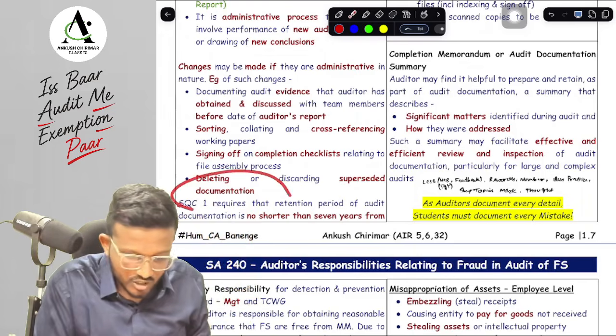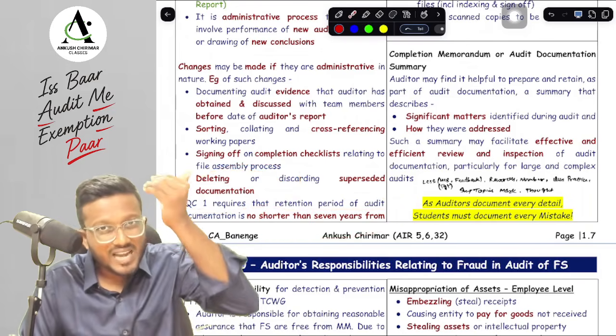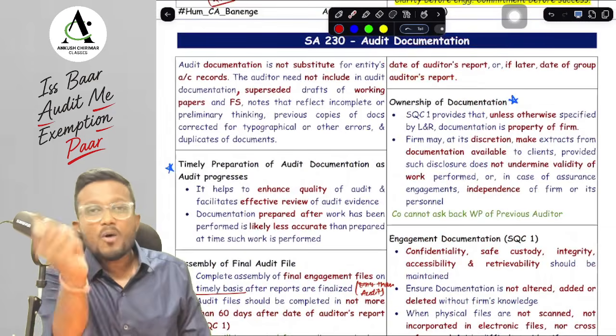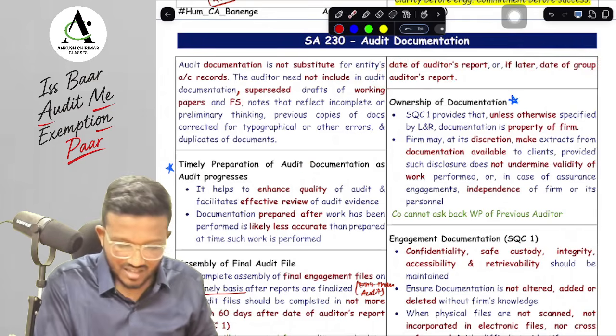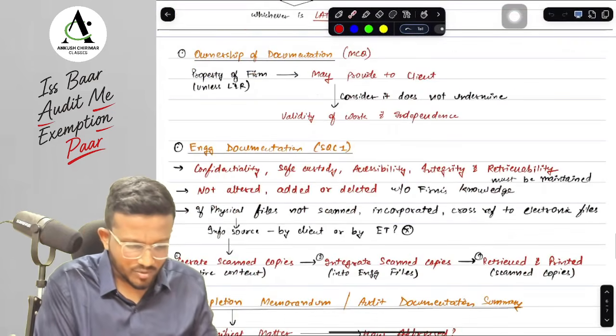Okay, yes sir. Now SQC1 says that the retention period of audit documentation should not be less than 7 years, which means it should be at least 7 years from the date of the auditor's report, or if your group auditor's report date is later, then from the date of the group auditor's report. Okay, yes sir. Now let's talk about ownership of documentation, which is an important topic. What does ownership of documentation talk about?